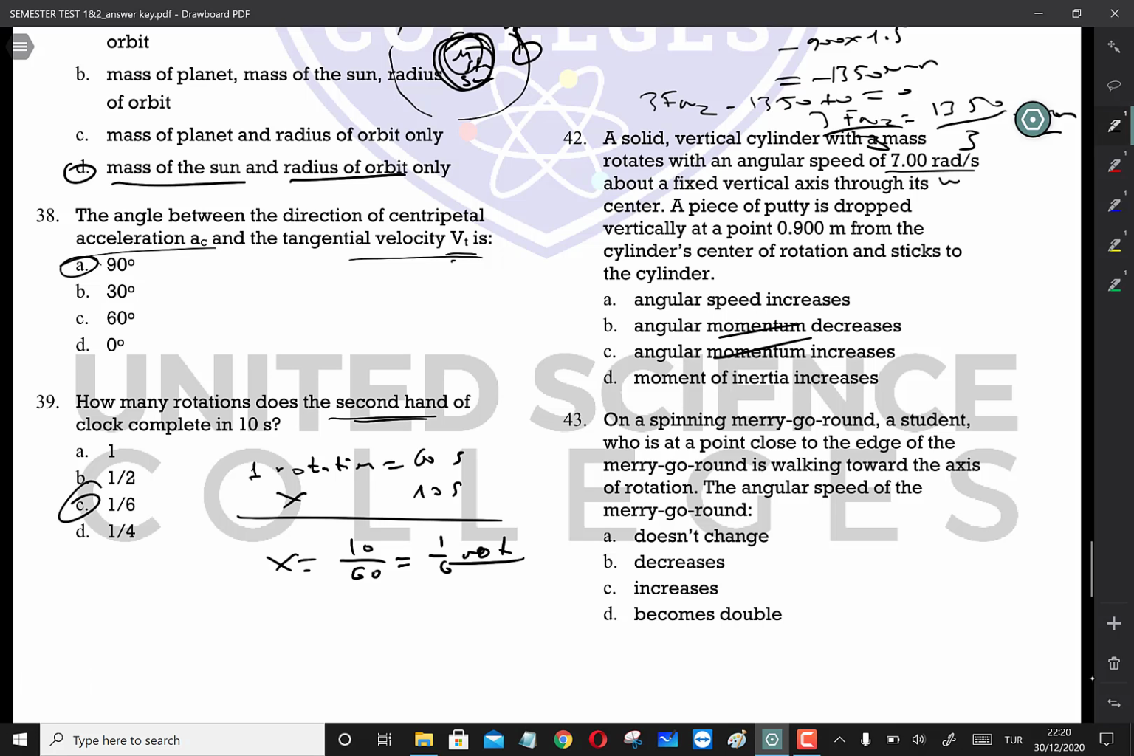When you add mass to a system, the moment of inertia increases. This is the correct statement. As the moment of inertia increases, the angular speed must decrease, so this is the correct answer.